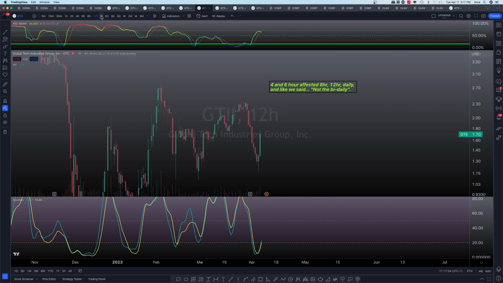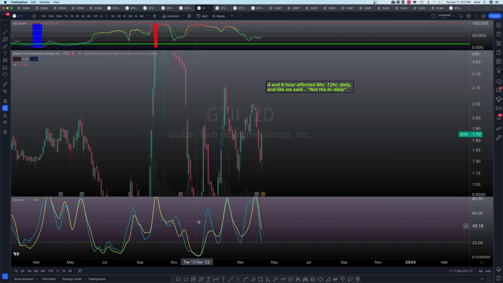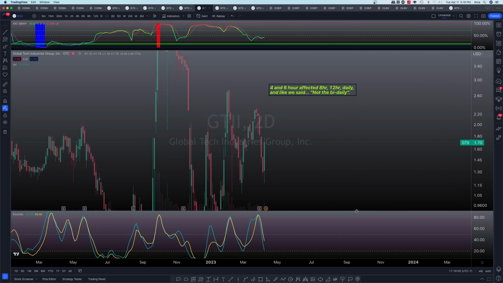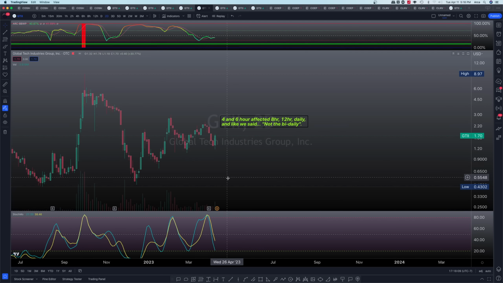Please notice the 12-hour upside pivot, the daily with an upside pivot, and of course, just like we said, has not affected the bi-daily quite yet. Okay, you guys, so the data and the plan is still moving according to our expectations. It is looking pretty good.